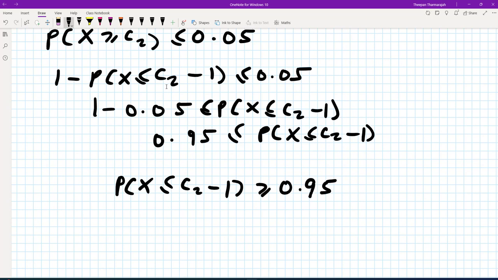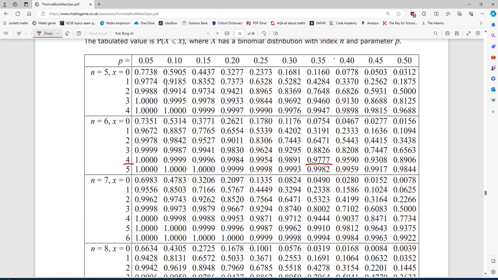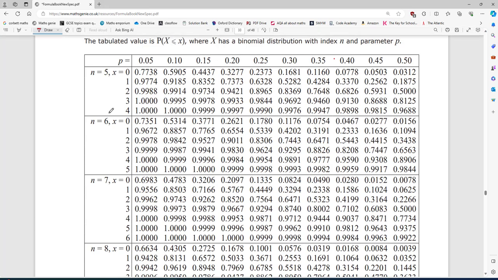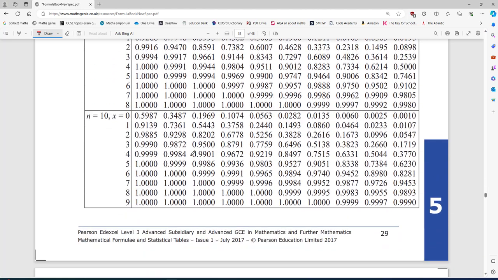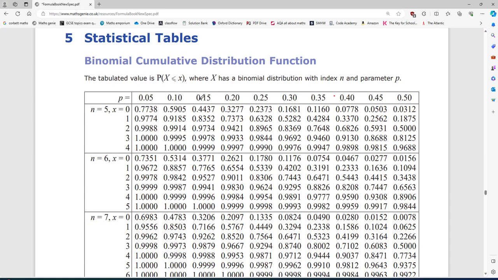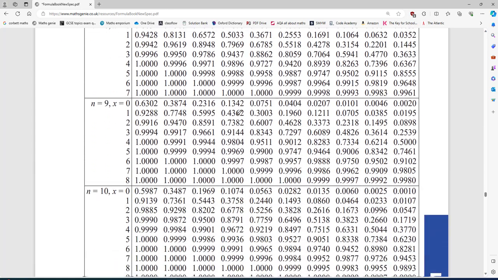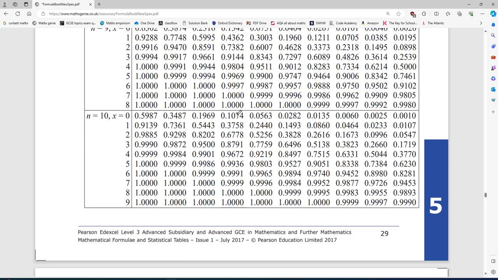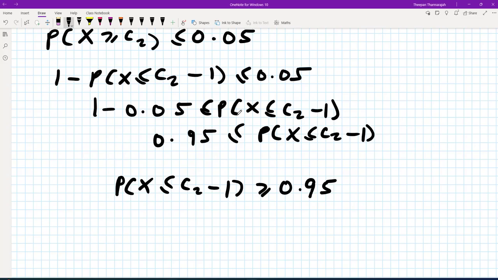So we're going to go to our tables and ask where that value lies. Remember, in our case n is 10. So we scroll down to the table where n equals 10, and we need the probability of 0.2, which is the fourth column down in the n equals 10 column. We need a value greater than 0.95. The first value greater than 0.95 is here, and that corresponds to the probability that X is less than or equal to 4.